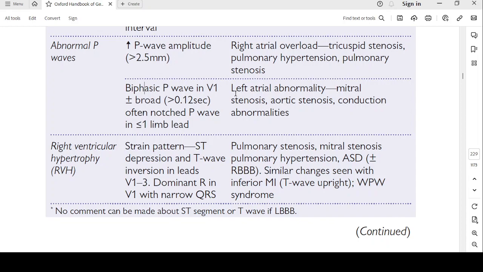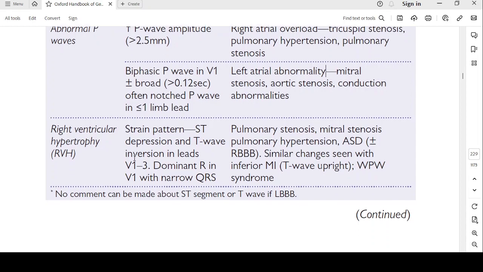So this is a left atrial abnormality, like mitral stenosis, aortic stenosis, or conduction abnormalities. So now you have a left atrial problem, that is there is an overload on the left atrium, either due to mitral stenosis or further aortic stenosis, or if there is any conduction abnormality. Then you have a biphasic P wave. So anything related to left atrial pathology is a biphasic P wave. If tall P waves are there, then it is right atrial pathology.